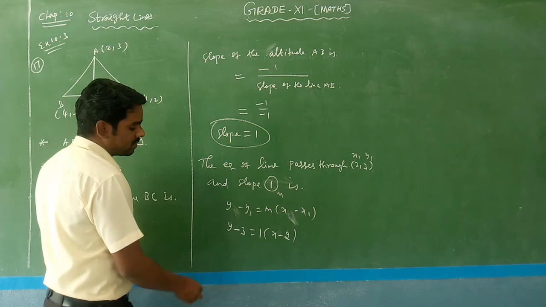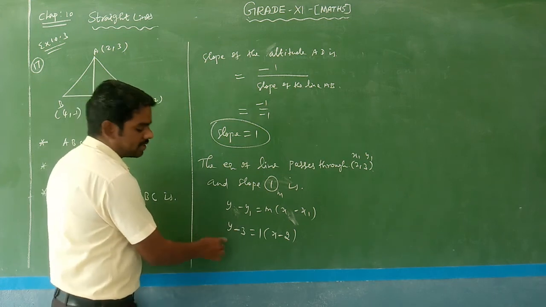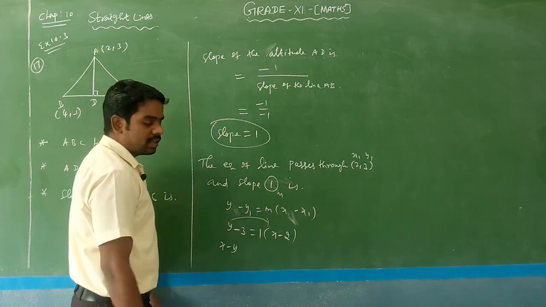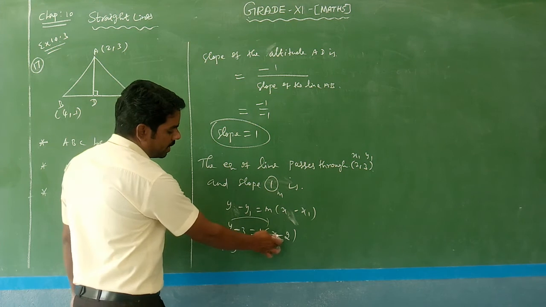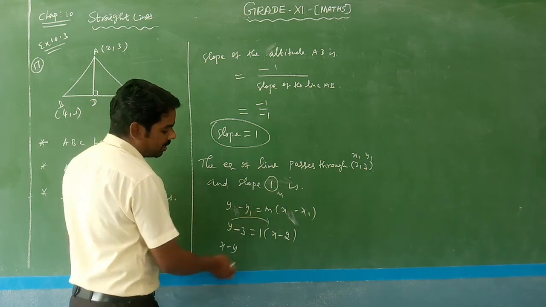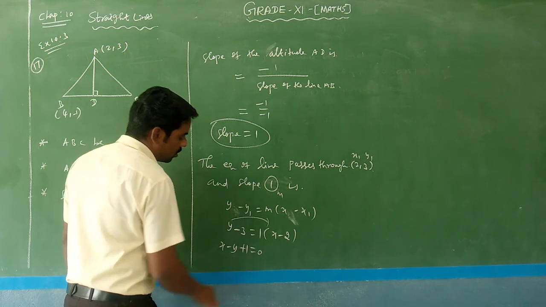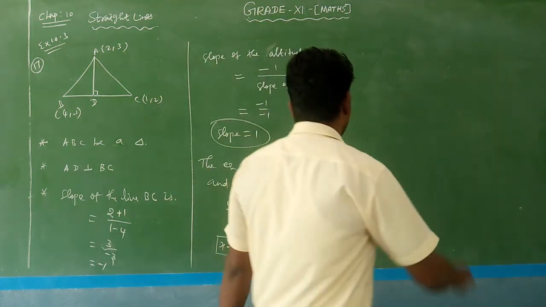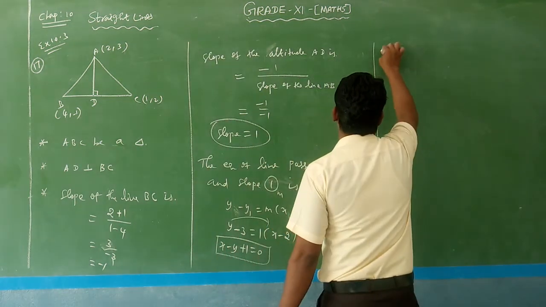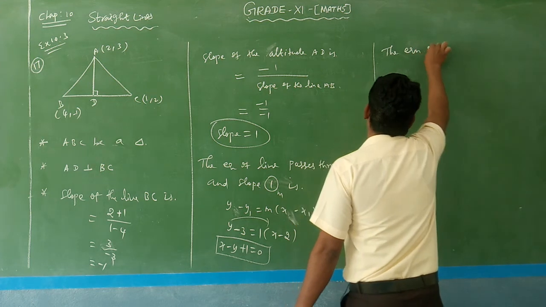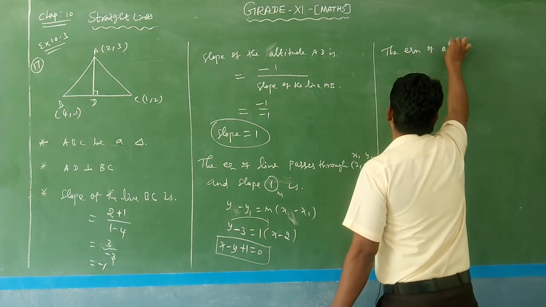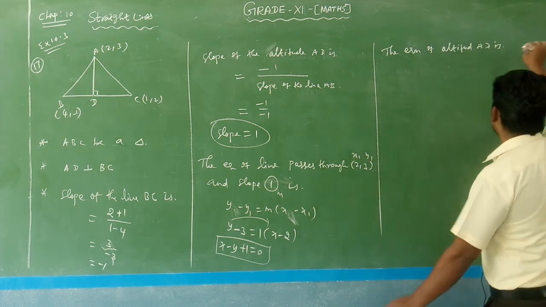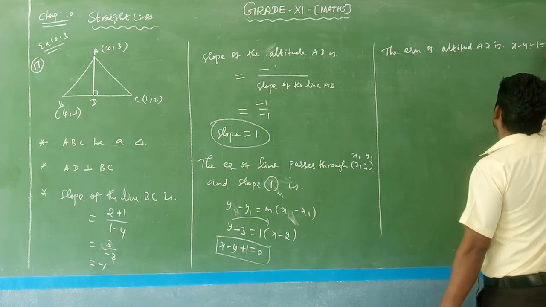So simplify this: x minus 2 equals y minus 3. So x minus y; plus y is converted into minus y; already minus 2, and here minus 3 is converted to plus 3. So minus 2 plus 3 is plus 1 equal to 0. So x minus y plus 1 equal to 0. Therefore, the equation of the altitude AD is x minus y plus 1 equal to 0.